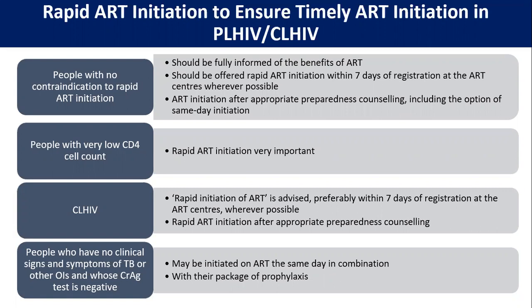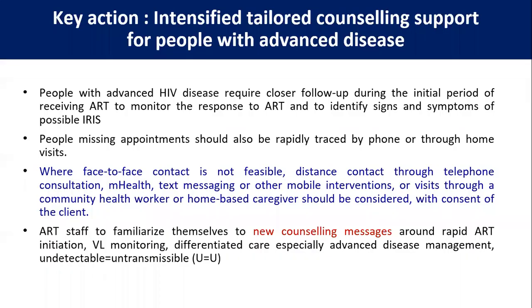Now, people who have no clinical signs and symptoms of TB or otherwise and whose CRAG test is negative should be initiated on ART on the same day in combination with the other package of prophylaxis. That is, CPT, IPT, and ART can be started simultaneously. People with advanced HIV disease require close follow-up because they will be on many pharmacological molecules, there are chances of drug-drug interactions, and the prevalence of OI is also more in these patients. So they need close follow-up after initiation of ART.